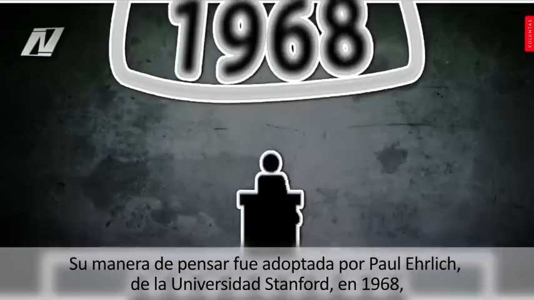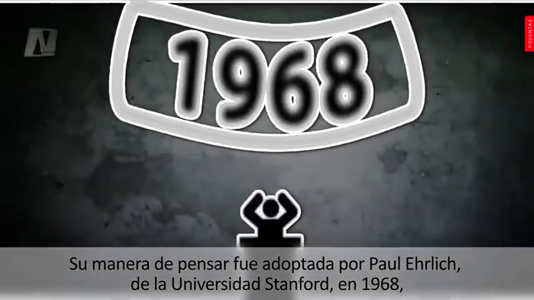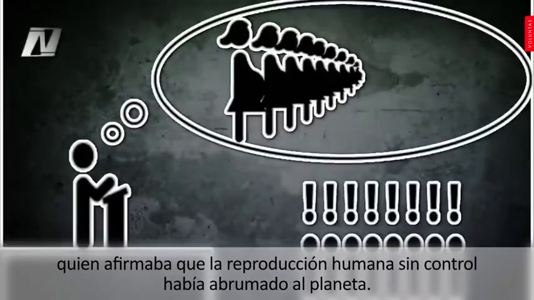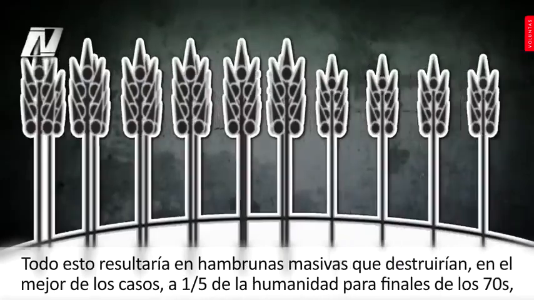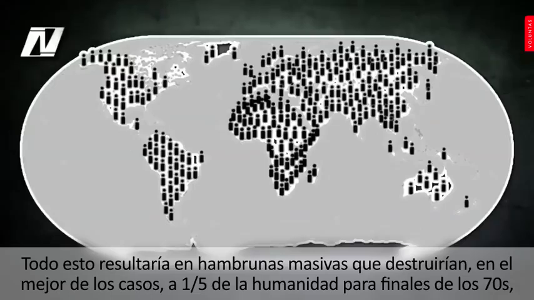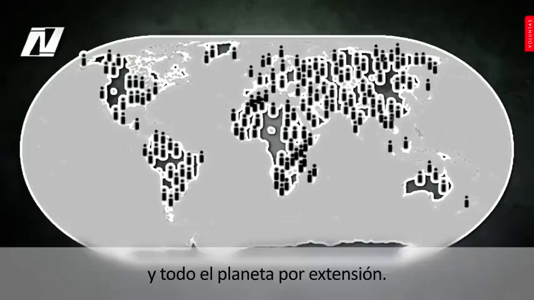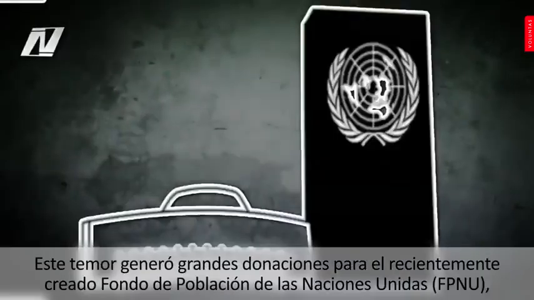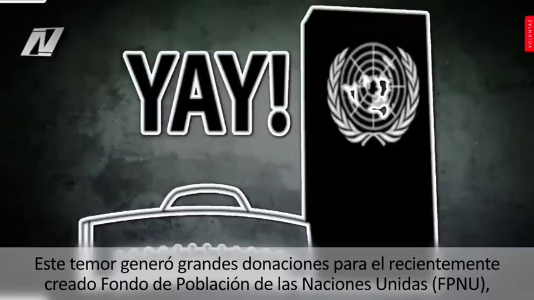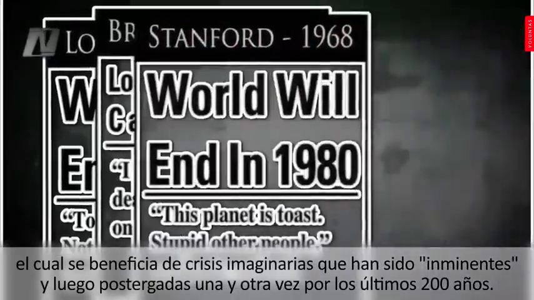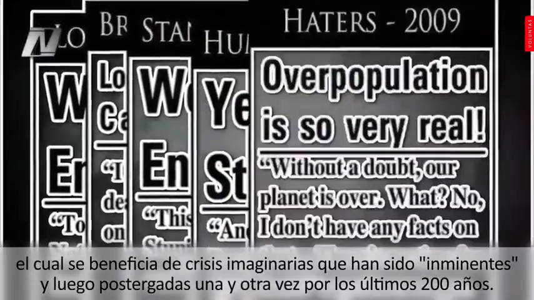This cry was taken up by Paul Ehrlich of Stanford University in 1968, who claimed that reckless human reproduction had overwhelmed the Earth. Massive famines would result, which would destroy, best-case scenario, 1/5 of humanity by the end of the 70s. And the planet would follow. This fear produced large donations for the newly created UNFPA, which thrives on an imagined crisis that has been both imminent and rescheduled again and again over the past 2 centuries.